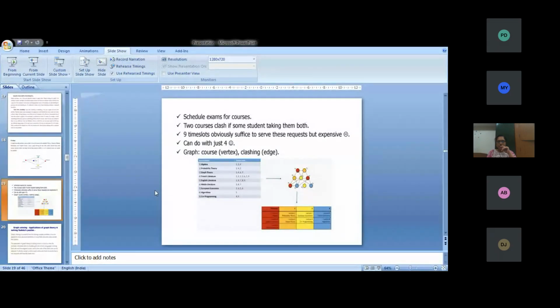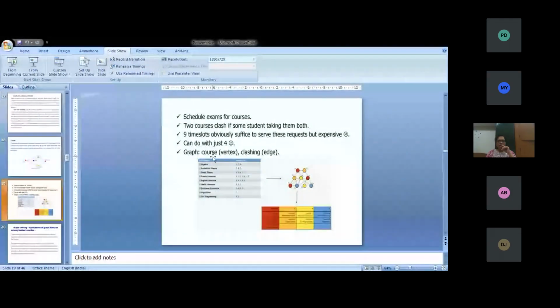And scheduling an exam is also very difficult for us to do, scheduling exams for courses. Two courses clash if some student is taking both of them. Suppose we are just taking four courses, two courses get clashed. This is an example of graph coloring.